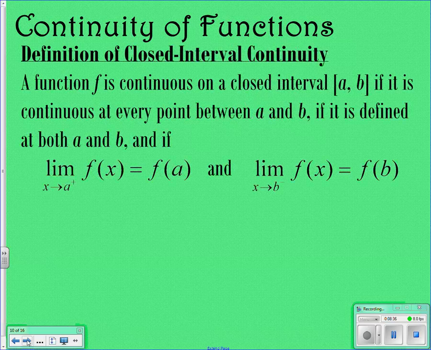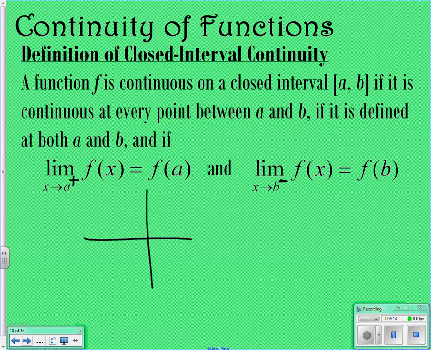Okay. Now looking at the definition of closed interval continuity. So a function is continuous on your closed interval from a to b if it's continuous at every point between a and b, and if it is defined at both a and b, and also if the limit as x approaches a from the right equals your f of a, and the limit as x approaches b from the left is equal to f of b.